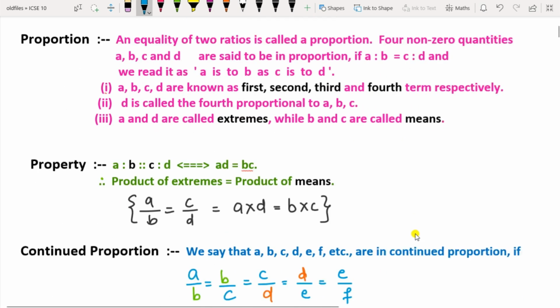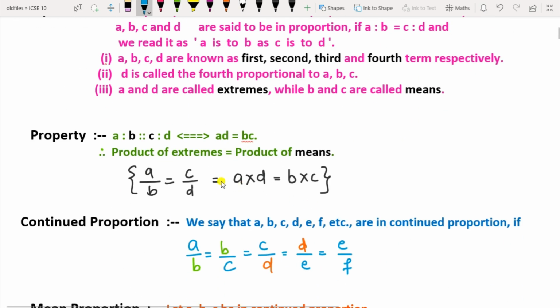And that is the property of the proportion, that the product of extremes should be equal to the product of means. So A into D should be equal to B into C.